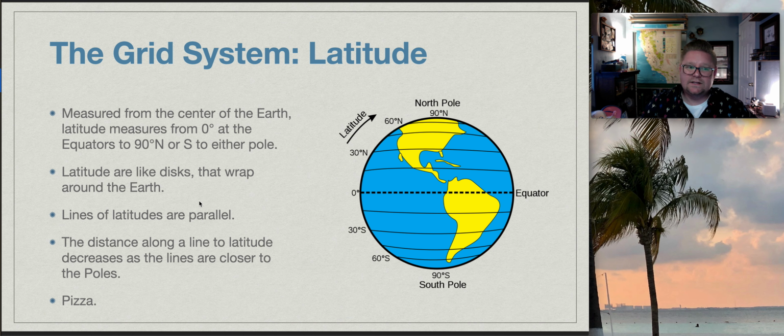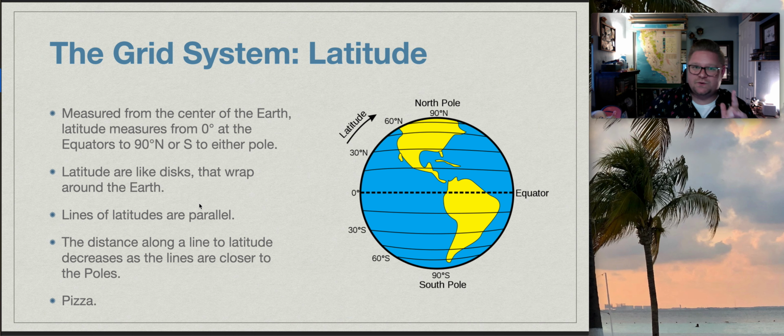That being said, these lines are discs that wrap all the way around. They're discs, so it's a line that goes all the way around, and I'll explain what that looks like in a moment. They're also parallel. They're known as parallels because they never touch, they never cross. They're perfectly parallel from one another.